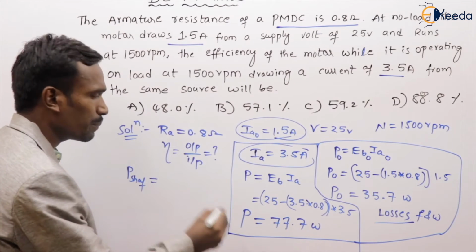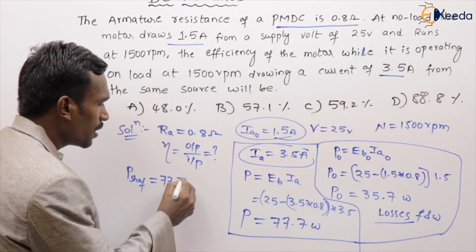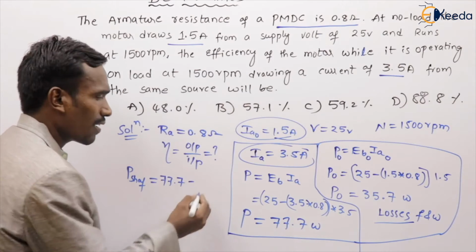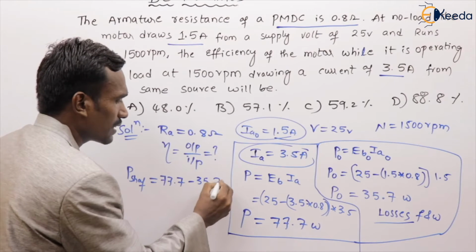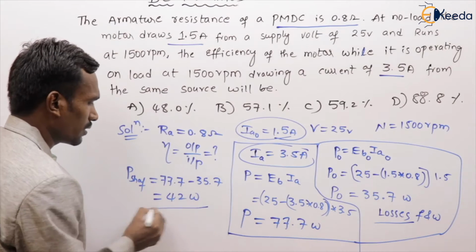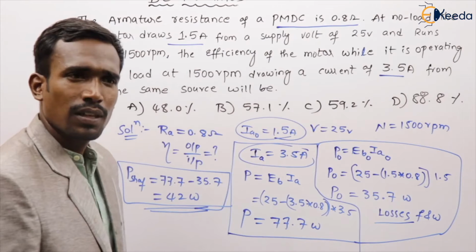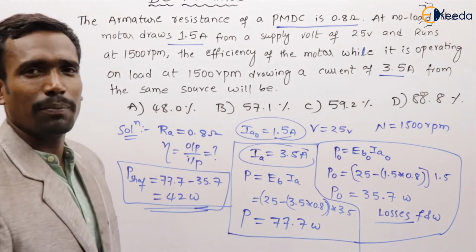The power developed at shaft is equal to 77 minus 35, its value is 42 watts. This is actually the power output of the machine.